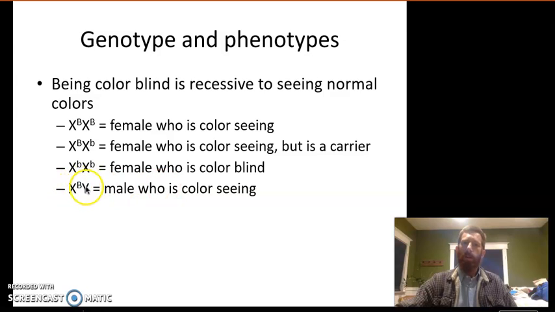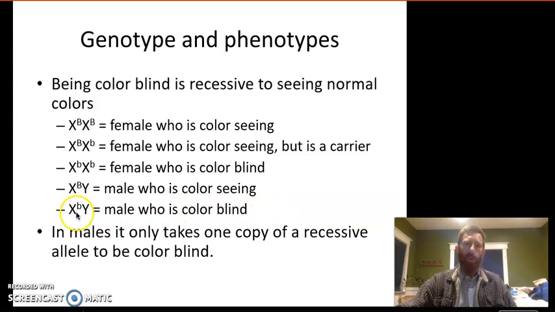who's color seeing. Now help me out. Why doesn't the Y have a B associated with it? That's right, because males are comic books. We're simple. We don't have a lot of information, so we don't have that gene that makes that cone, right? We just have one gene. So if this gene is messed up, if this allele is mutated, if it's the recessive allele, then we don't have a backup copy like females do, right? So then X to the little b, Y is a male who is colorblind.